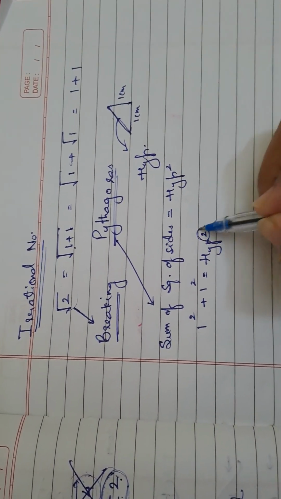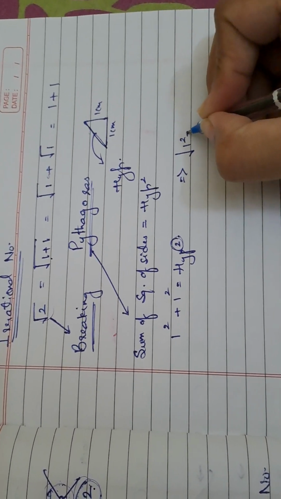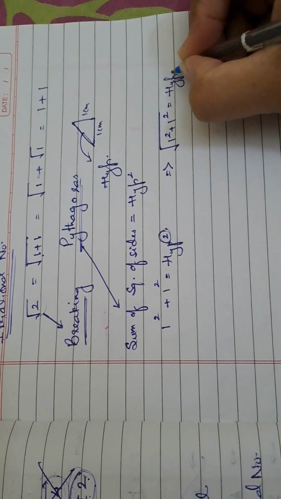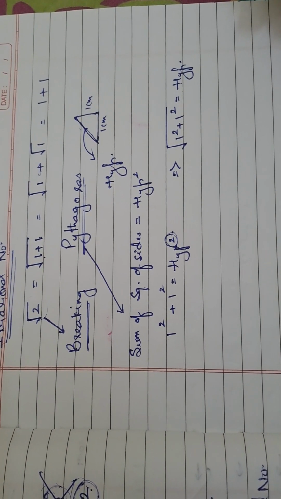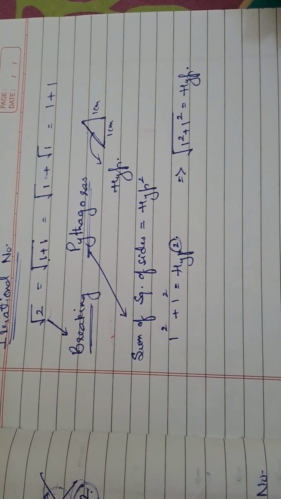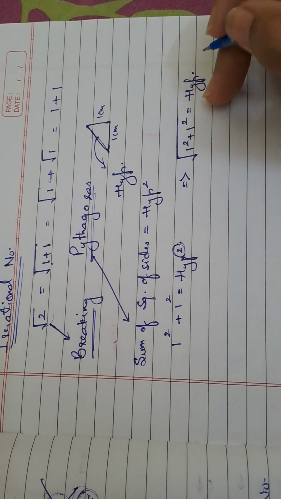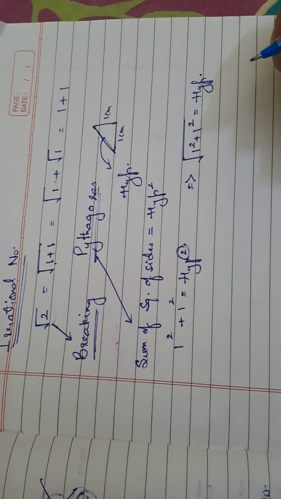So what I'm going to do is send the square towards the other side. It becomes root of 1 square plus 1 square. That is nothing but the hypotenuse. Understand? This is what we are going to get here. Okay, 1 square plus 1 square is the hypotenuse is what we have here. Okay, cool.